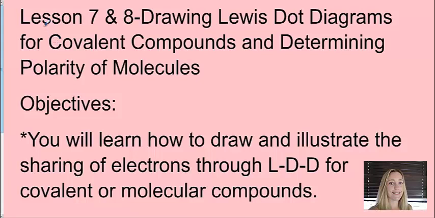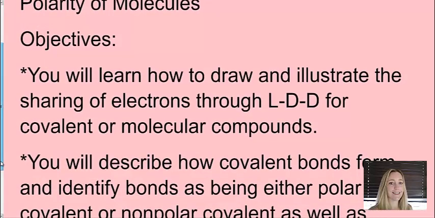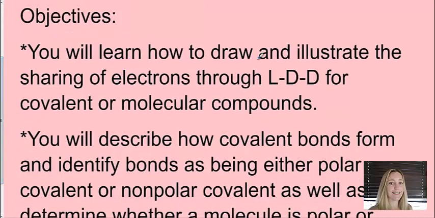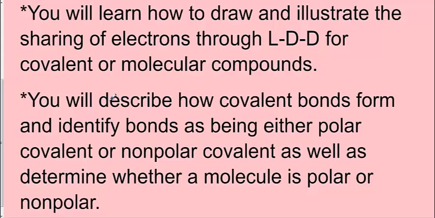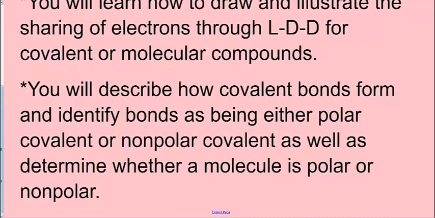Okay, so this is a combination of lessons 7 and 8. First, we'll be drawing Lewis dot diagrams for covalent compounds. And second, we will be determining the polarity of molecules. So the objectives for these two lessons will be to learn how to draw and illustrate the sharing of electrons through the Lewis dot diagram for covalent or molecular compounds. And also you will be required to describe how covalent bonds form and identify bonds as either being polar covalent or nonpolar covalent. And you'll also have to determine whether a molecule is polar or nonpolar.